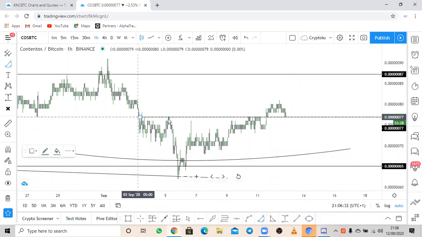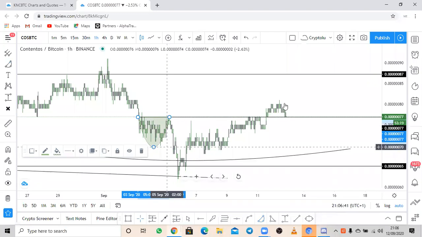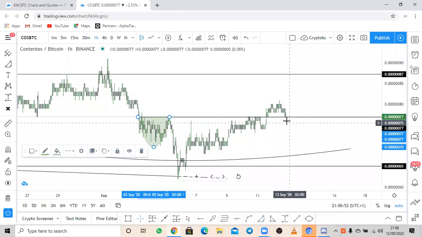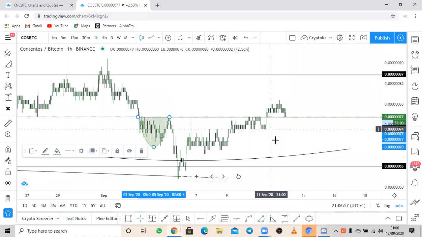so this is the handle here. We have the handle and we have the cup itself. So we had the breakout here, and now we are back for a retest. So we can still see price below this level here, and can have wicks here. So that shouldn't be a problem until it starts going below this side here.